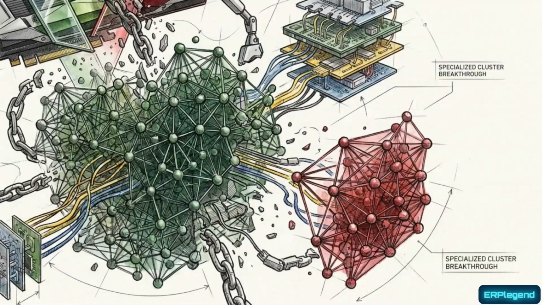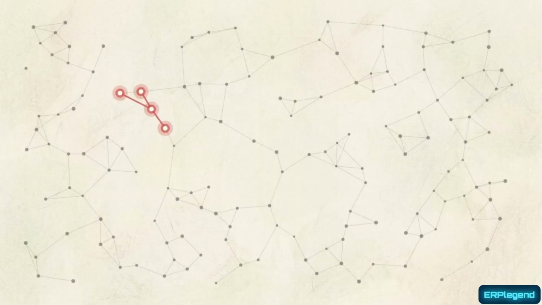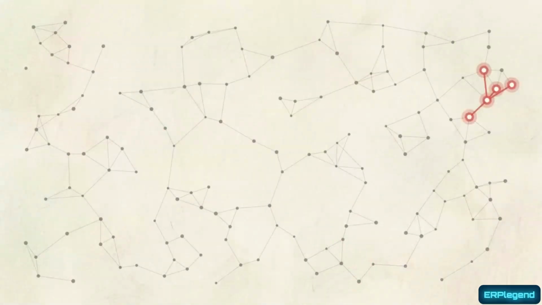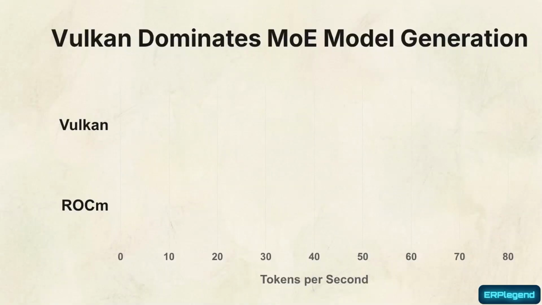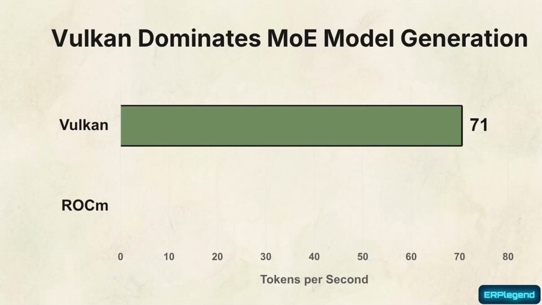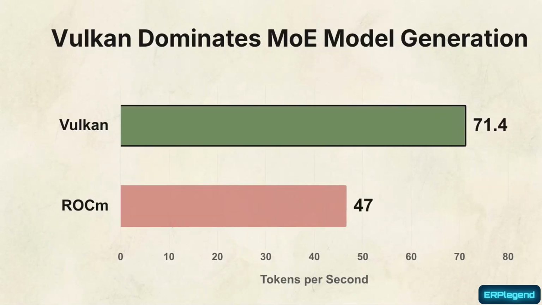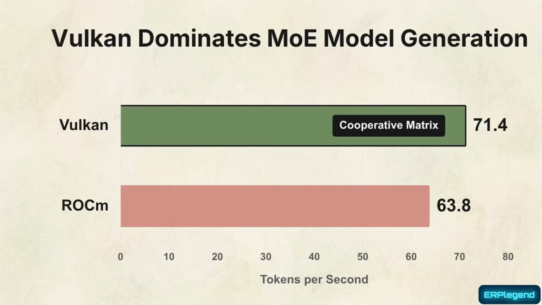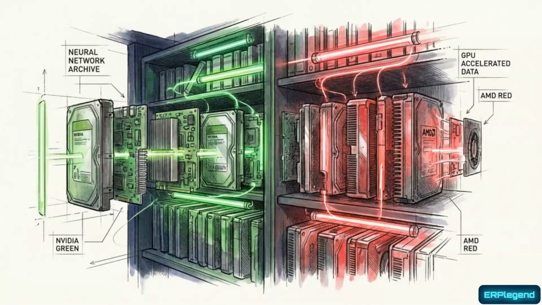But the landscape changes when you load a mixture of experts model. Instead of reading every parameter, an MOE model jumps around in memory, selecting different active sets of weights for each specific token. This data visualization tracks the same hardware running a 35 billion parameter mixture of experts model. The results completely invert. Vulkan pushes 71.4 tokens a second. ROCm falls behind at 63.8. The cooperative matrix path handles that unpredictable memory jumping far better.